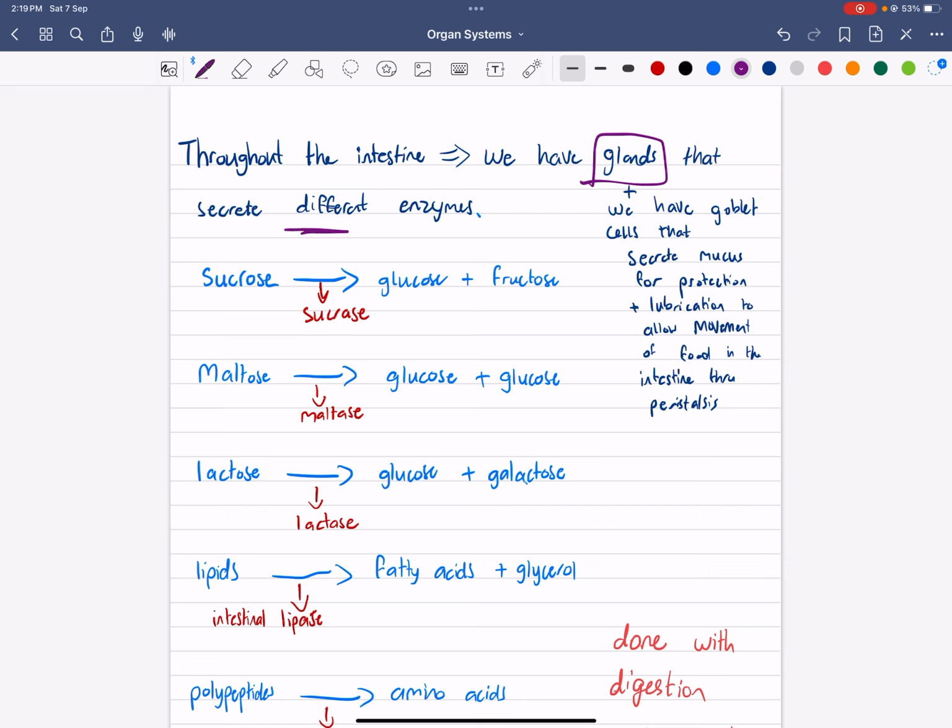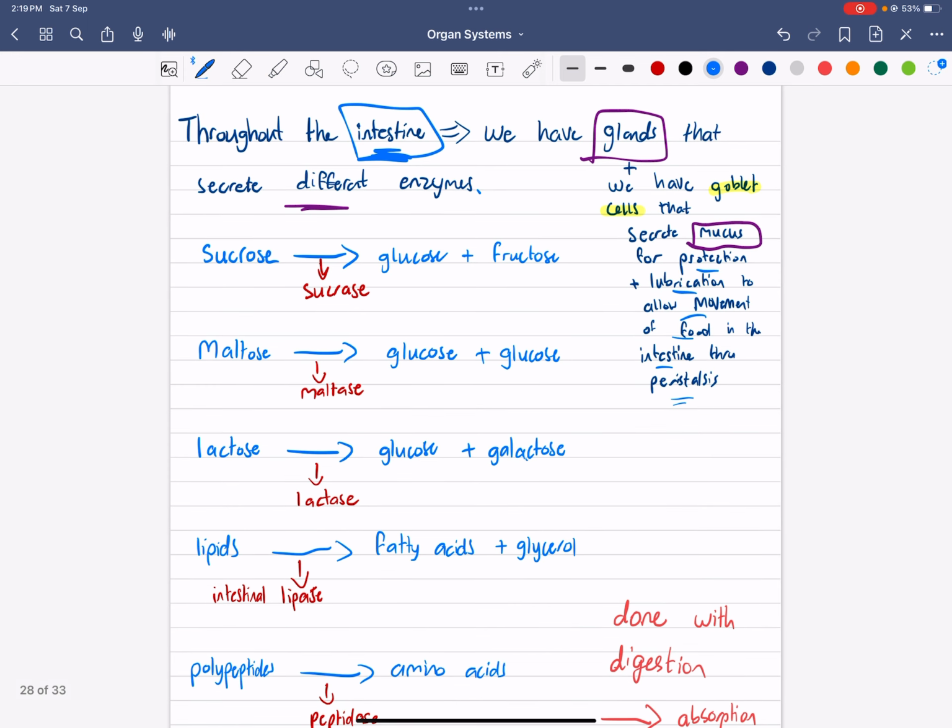It also has glands that secrete different enzymes. Now, other than the glands, a small note, they also have something called goblet cells. Those goblet cells, again, secrete mucus. Why does the intestine need mucus? As we said before, for protection, lubrication, and allowing the movement of food in the intestine through peristalsis. Peristalsis is usually throughout our digestive tract; that's how food is being moved down. So in the intestine, the goblet cells secrete mucus for protection and lubrication to allow movement of food.